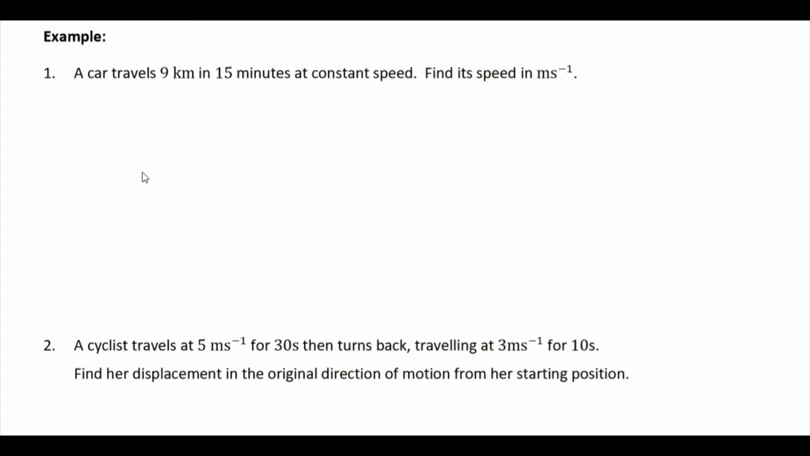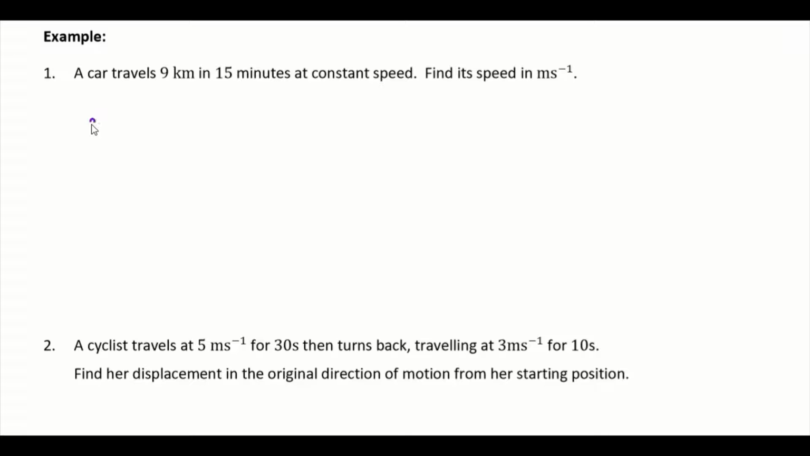All right, so a car travels 9 km in 15 minutes at constant speed. Find the speed in meter per second. The only thing you need to be careful about here is the units. You have kilometers and minutes, so make sure you change them to meters and seconds before you find the speed.